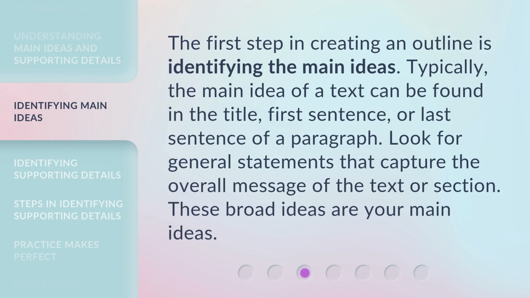The first step in creating an outline is identifying the main ideas. Typically, the main idea of a text can be found in the title, first sentence, or last sentence of a paragraph. Look for general statements that capture the overall message of the text or section. These broad ideas are your main ideas.